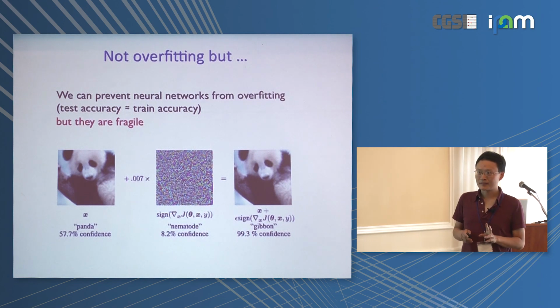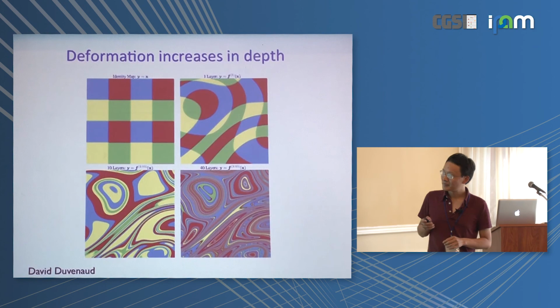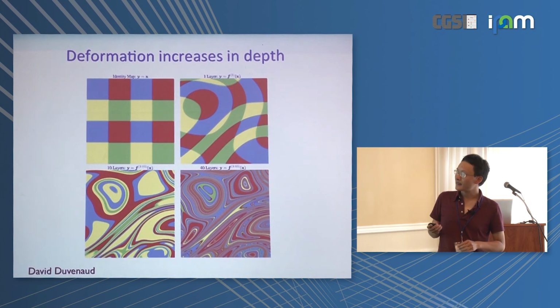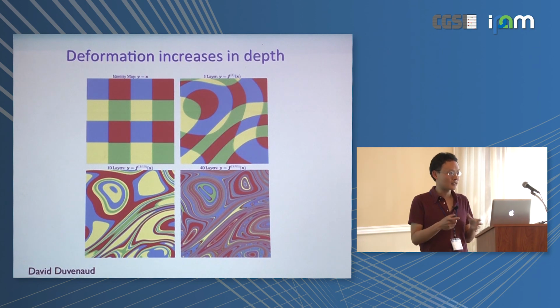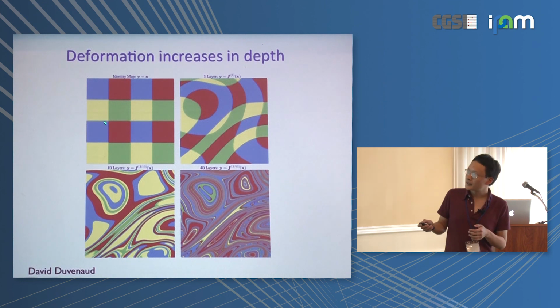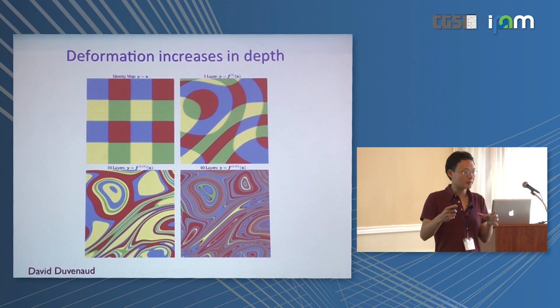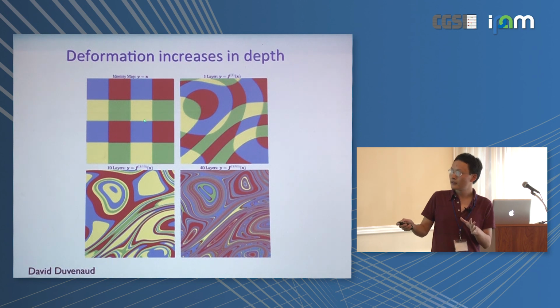So why does this happen? We think these networks are causing a lot of deformation to the space. Here's an example made by our colleague David Duvenaud. Imagine our input space is just this two-dimensional grid. You pass it through different compositions of functions, and as you increase the number of layers or compositions, you get these horrible distortions of your input space.